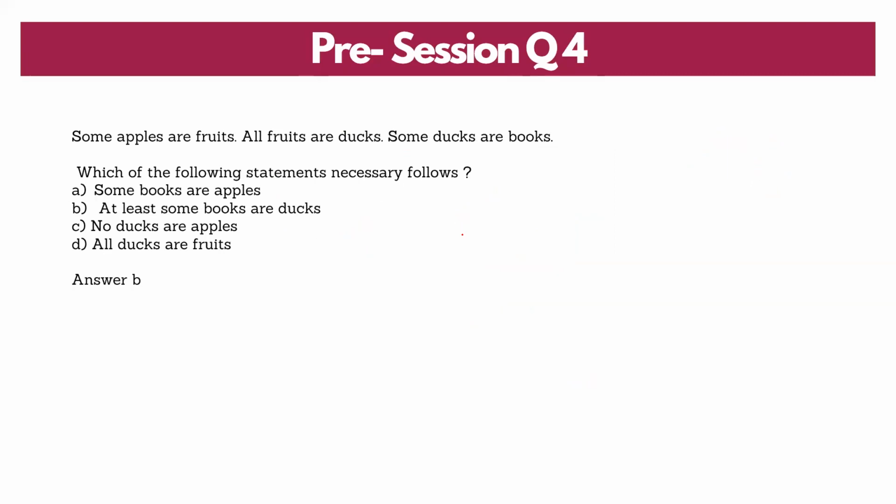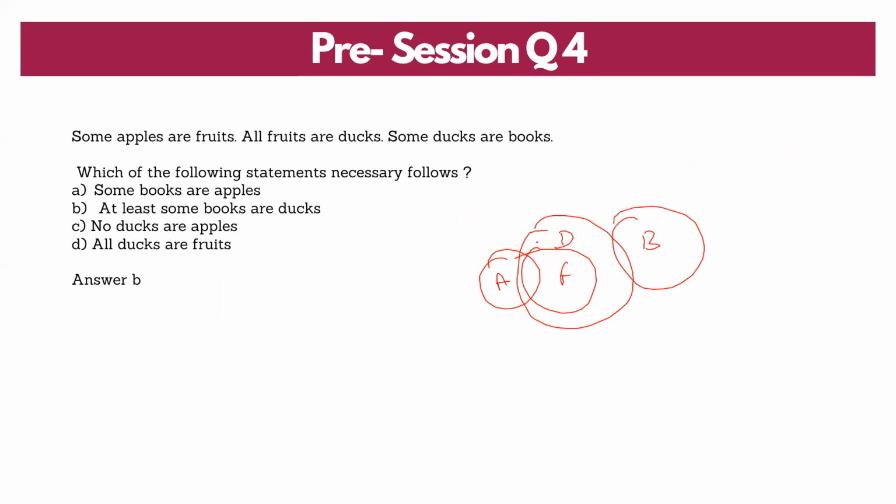Next question. Some apples are fruits. All fruits are ducks. Some ducks are books. Remember once again, when I draw the second diagram of all fruits are ducks, it was impossible for me to draw the diagram without D touching A. It is impossible. So that's why D is touching A. However, when I'm drawing the diagram for some ducks are books, I can do it without B touching F or B touching A, because then I would be creating an unnecessary relationship. So what I have done is I have kept it away.